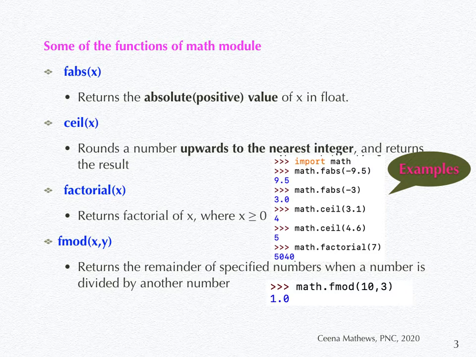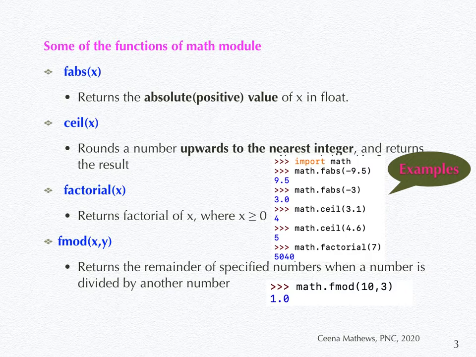Next is the ceil function. Ceil rounds a number upwards to the nearest integer and returns the result. Example is math.ceil of 3.1. It always rounds upwards to the nearest integer, so the nearest integer upwards from 3.1 is 4. Similarly for 4.6, the nearest integer upwards is 5. So the result is 5.